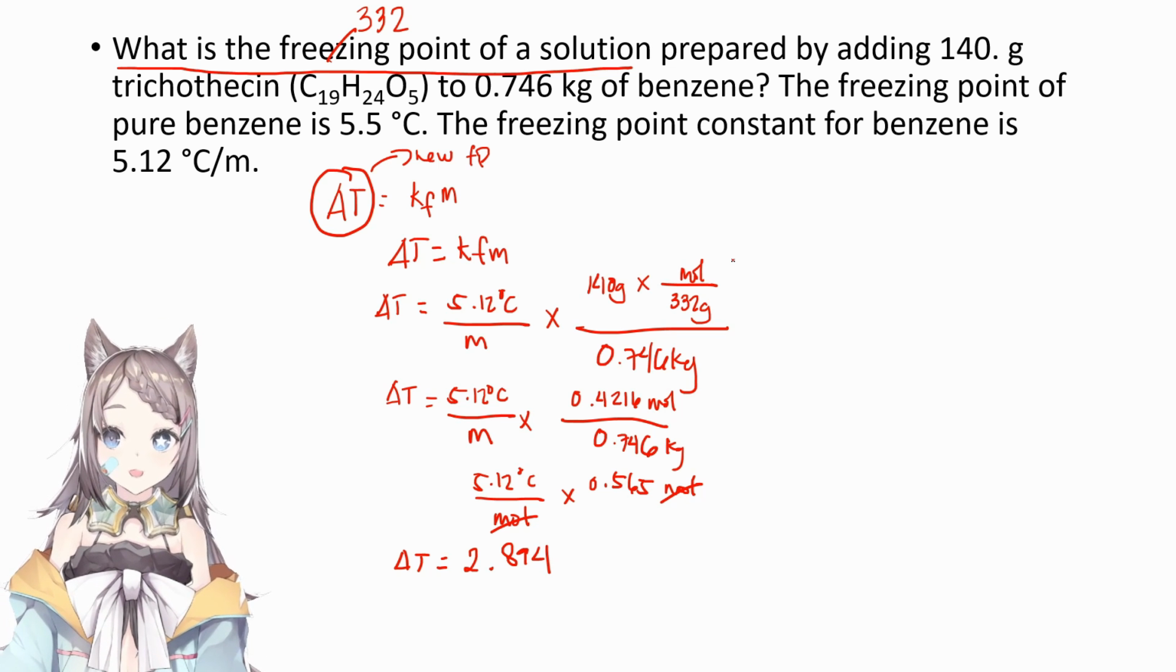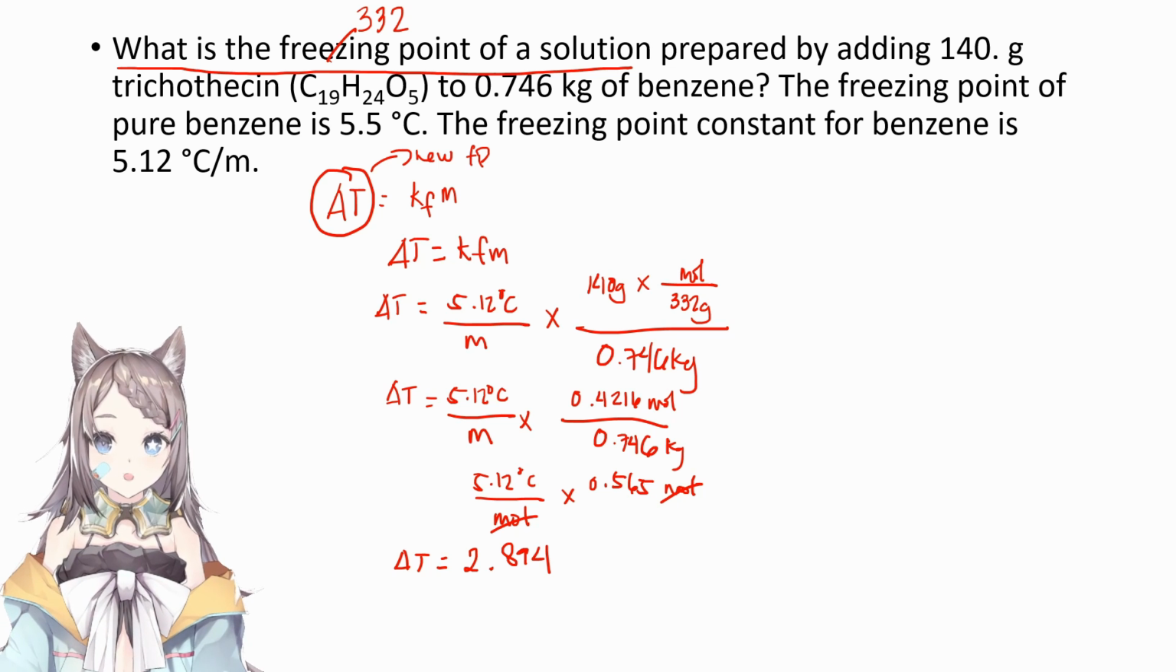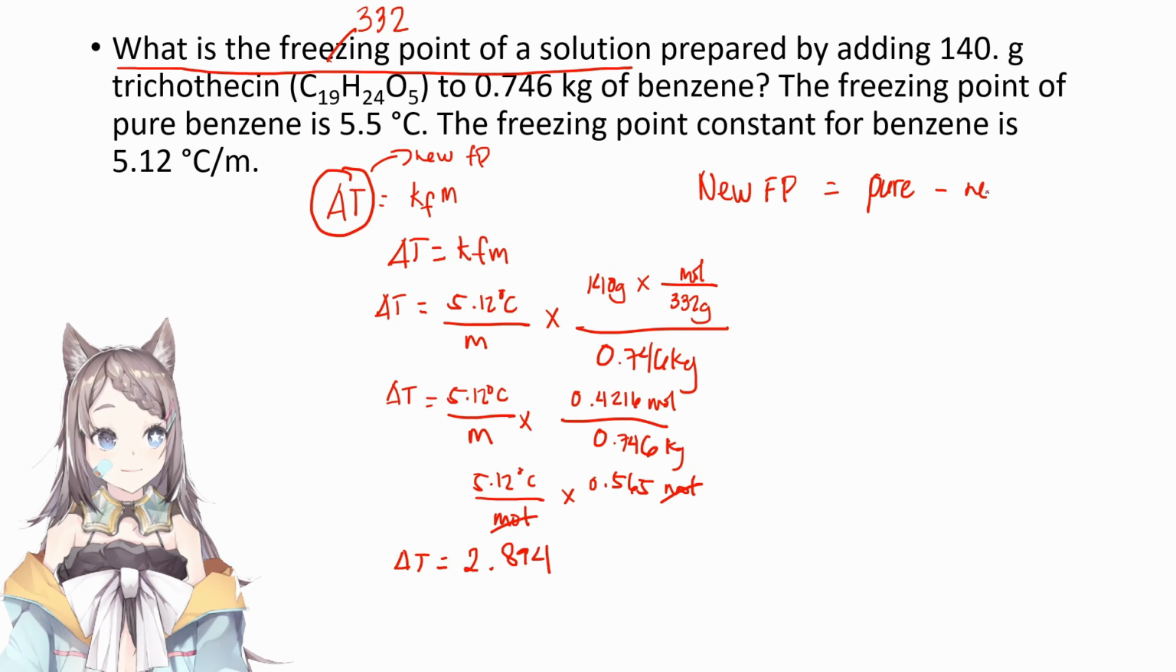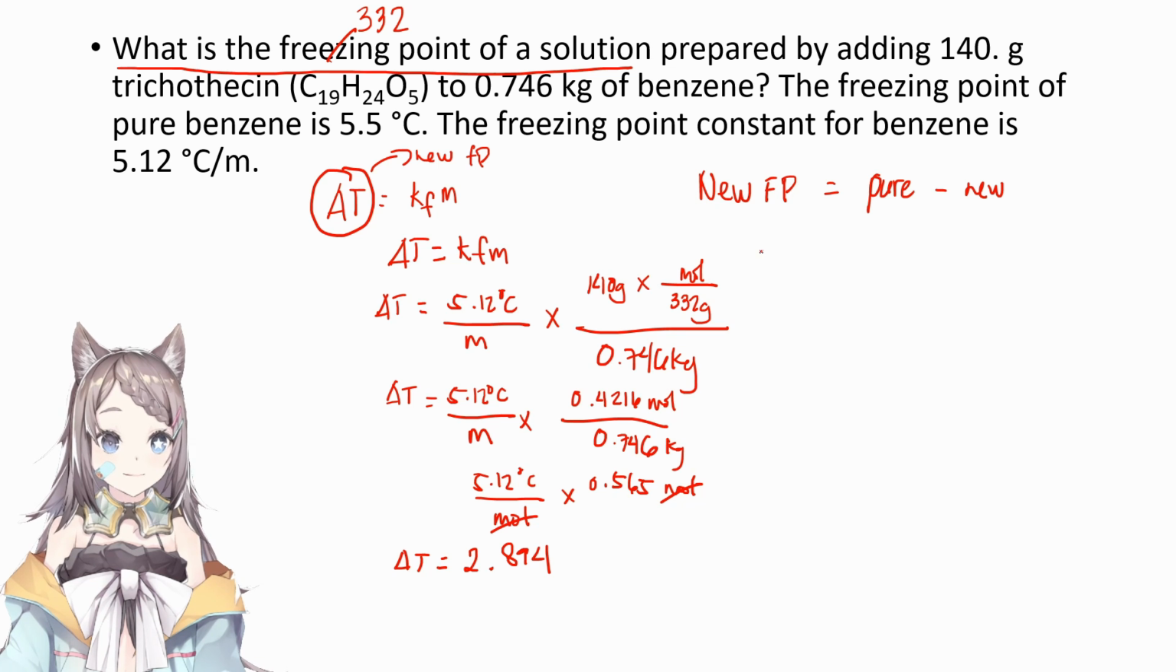This is only the change in freezing point or our freezing point depression. What we need is the new freezing point. So our new freezing point equals our pure freezing point minus our new. Sorry, this should be freezing point depression. Freezing point depression equals pure minus new. New equals pure minus freezing point depression.